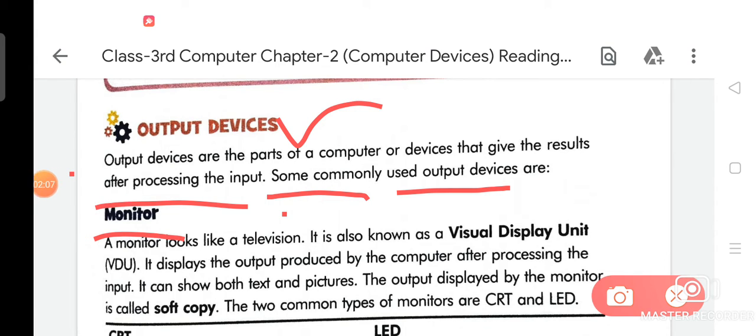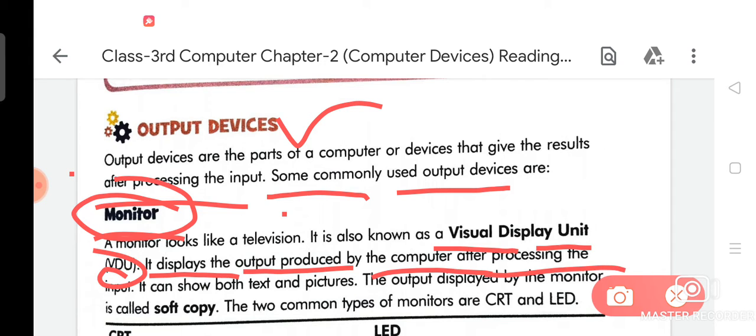In your previous class you have already read about monitor. I have some important points for you. A monitor looks like a television. It can display both images and videos. A monitor is also called a visual display unit, VDU. What is the full form of VDU? The full form of VDU is visual display unit. So from your chapter, now we are going to discuss the monitor. A monitor looks like a television. It is also known as visual display unit, VDU. It displays the output produced by the computer after processing the input.